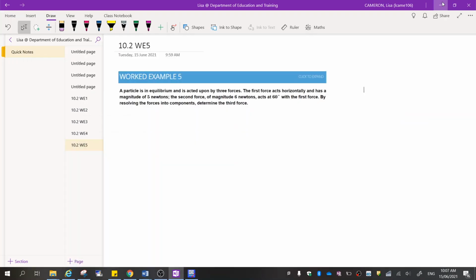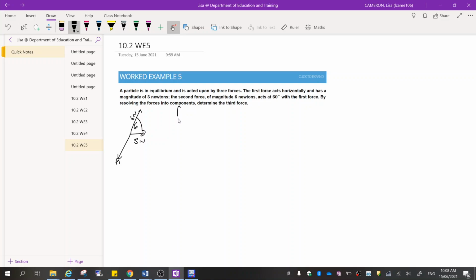Question 5 is the same as question 2, except now it's asking us to solve by resolving into force components. So we're going to start by drawing our diagram. We've still got 5 newtons acting on the horizontal axis. We've got 6 newtons acting at 60 degrees to that 5 newton force. And then we're trying to determine the third force by breaking it down into its components and then solving the components.